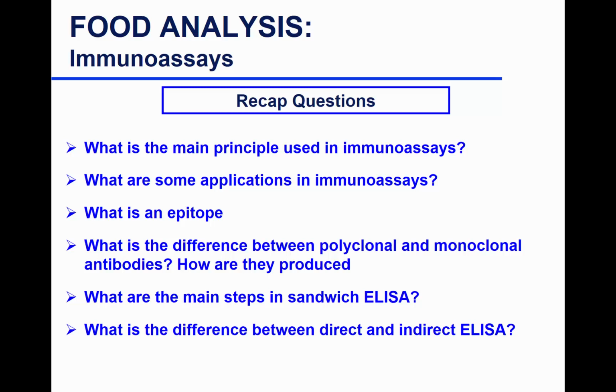What is an epitope? Yes, it's a location on the antigen where the antibody binds. What is the difference between polyclonal and monoclonal antibodies? Yes, Lucy? In polyclonal, there are multiple spots on the antigen where it can bind, whereas monoclonal, there's only one specific spot. Yes.